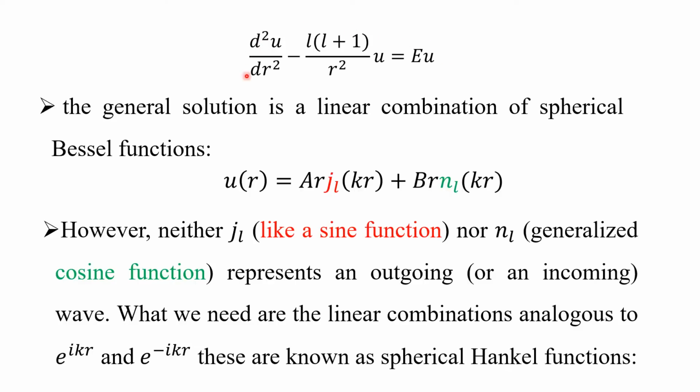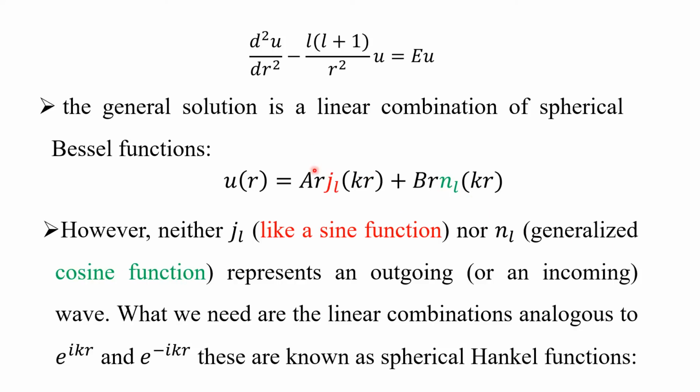The general solution for this type of equation is a linear combination of spherical Bessel functions. That is, u(r) equals A r j_l(kr) plus B r n_l(kr). Here, j_l is the Bessel function of first kind, n_l is the Bessel function of second kind. j_l is represented as a sine function, n_l is represented as a cosine function.